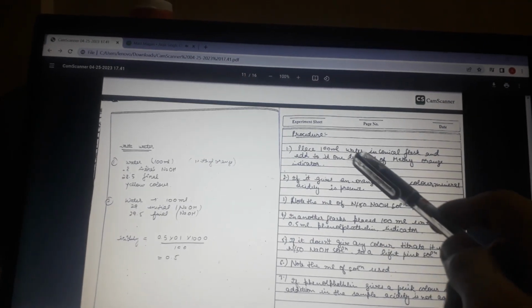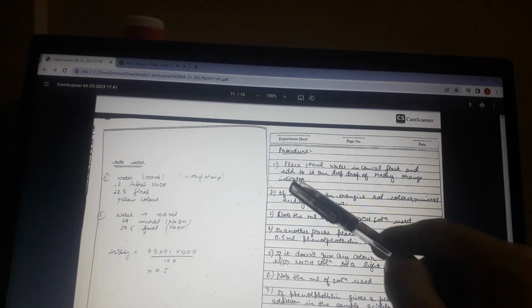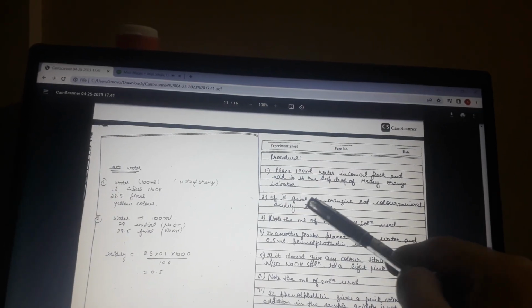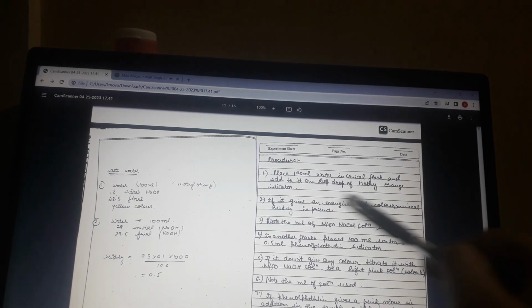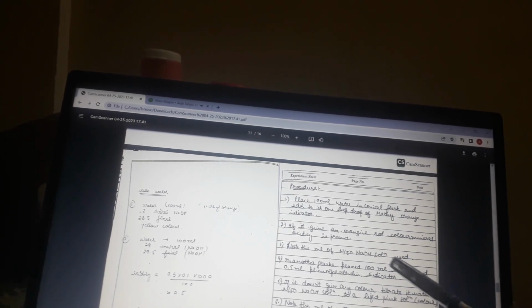Procedure: place 100 ml in a conical flask and add to it 1 drop of methyl orange indicator. If it gives an orangish red color, mineral acid is present. Note the milliliters of N/50 sodium hydroxide solution used.